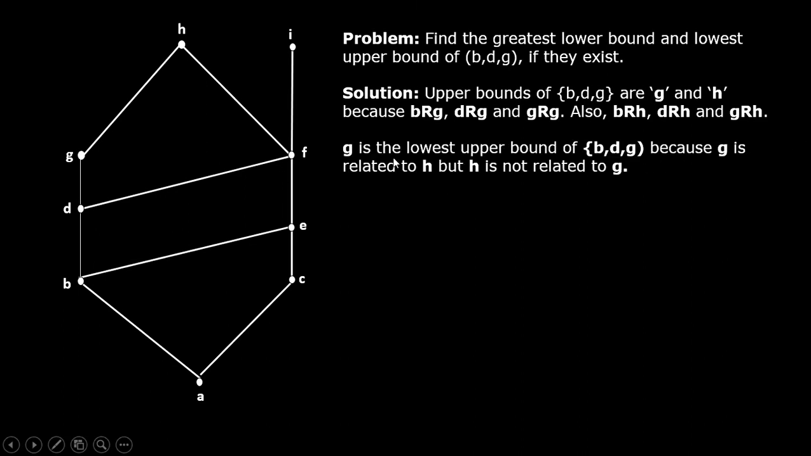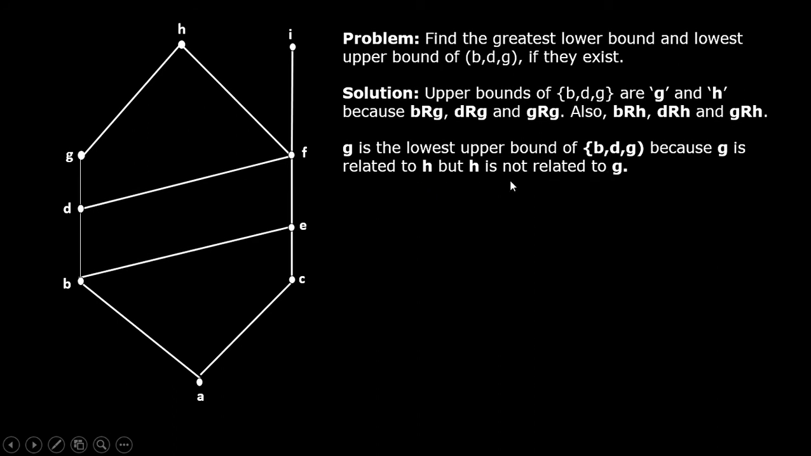Now G is the lowest upper bound of BDG. Mind it, G and H are the upper bounds of BDG. Now out of these upper bounds, that means out of H and G, the lowest upper bound is G. Now why is G the lowest upper bound of BDG? Why not H? This is because G is related to H, but H is not related to G.